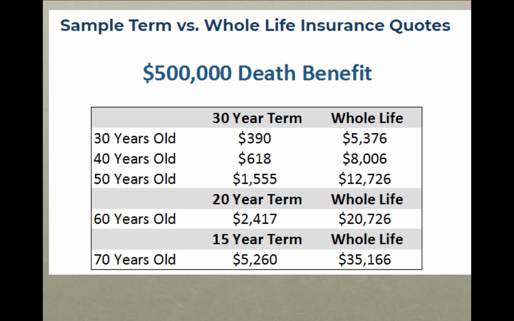Here's just an illustration of the difference between term or pure insurance and whole life insurance. For somebody 30 years old getting a $500,000 policy, the premium might be $390, but for the same whole life policy, more than 10 times that. And that can go up depending on the age of when you get it, and that's for a 30-year term policy and the like. Interesting enough, if you're 70, you can still get a 15-year term policy for $500,000. You pay $5,260. But these rates, by the way, assume that you're insurable, that you're not a smoker, and you probably get preferred rates.